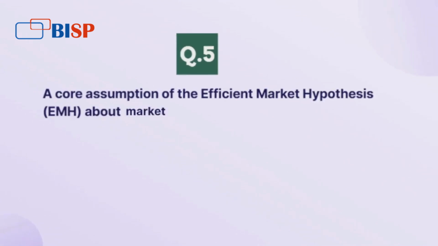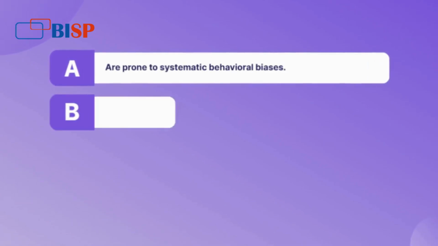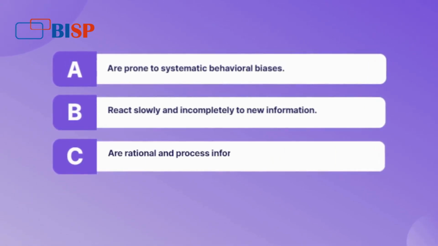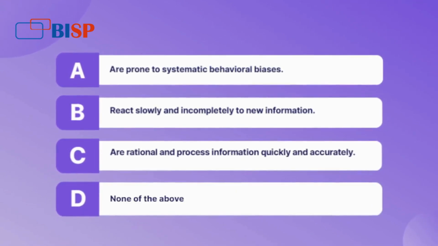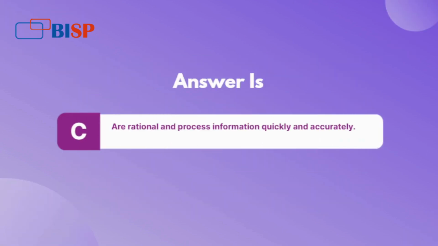A core assumption of the efficient market hypothesis, EMH, about market participants is that they A. Are prone to systematic behavioral biases. B. React slowly and incompletely to new information. C. Are rational and process information quickly and accurately. D. None of the above. Answer is C. Are rational and process information quickly and accurately.